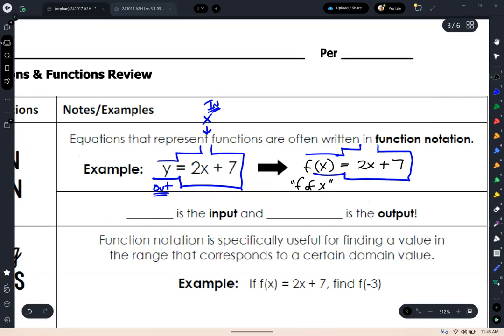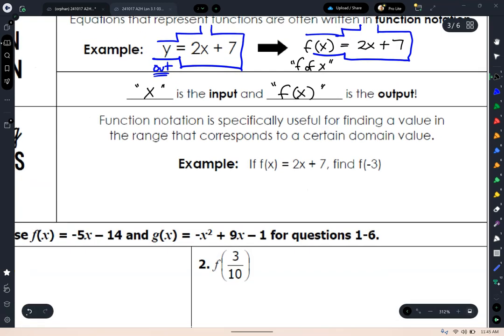So let's jot that down. x is our input, and f of x, and it can be any letter, g of x, d of x. a could be the input. It could be g of a. We can use any letters we want. And actually, we would use them to change the labels on things so that we could keep multiple graphs in one coordinate plane organized. Okay?